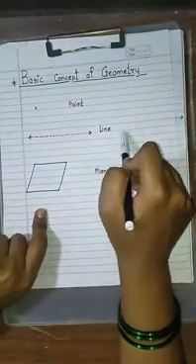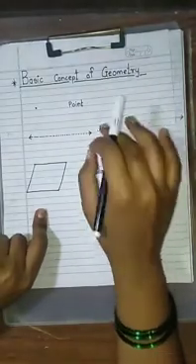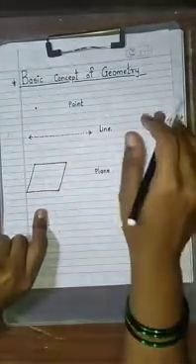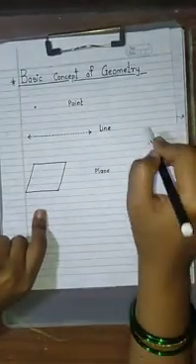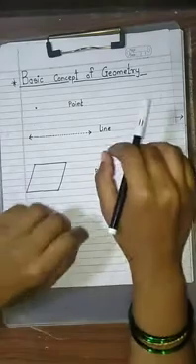Secondly, line. Line also is a part of the basic concepts of geometry. So what is a line? Line is a collection of points arranged in a straight way.